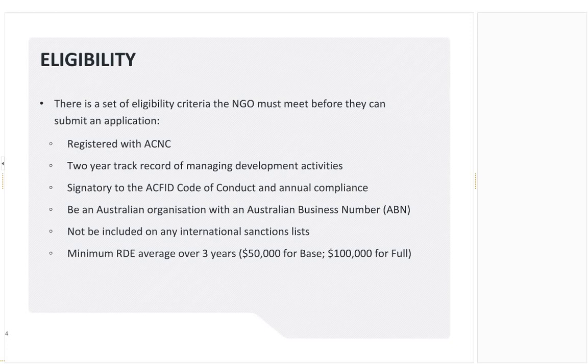Organisations also need at least a 2-year track record of managing development activities. Needs to be an Australian organisation with an ABN, not be included on any of the international sanctions lists, and have a minimum RDE averaged over 3 years of $50,000 for base organisations and $100,000 for full. So as I said before, all the information on the RDE calculations and how you actually calculate that can be found on the DFAT website.